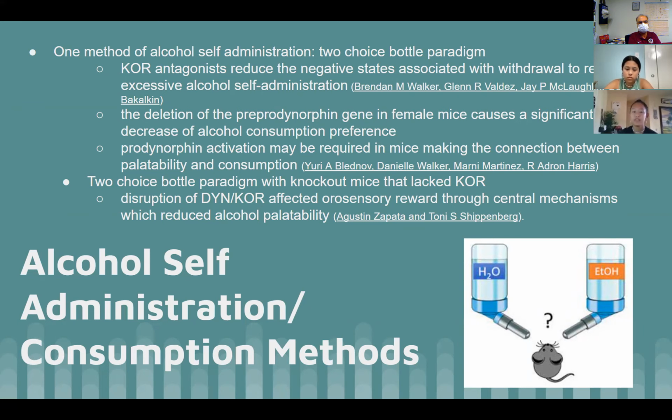The disruption of the DYN-KOR system affects sensory rewards through the central mechanism, which reduces alcohol palatability. The ability of the KOR blockade to regulate the ethanol-evoked dopamine release in the nucleus accumbens leads to the conclusion that a decrease in the activity of KOR systems may lead to an enhancement of the reinforcing effects of ethanol.